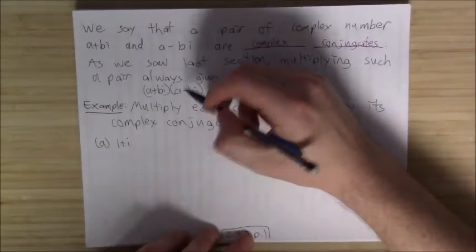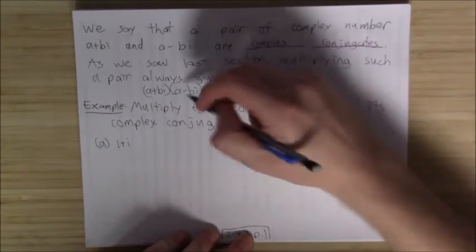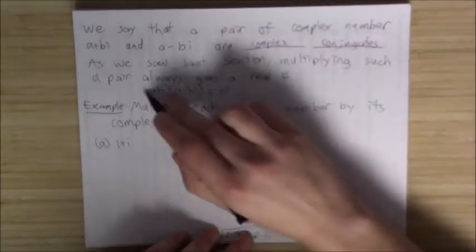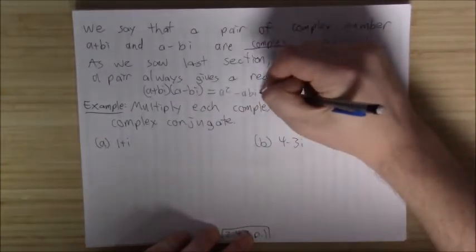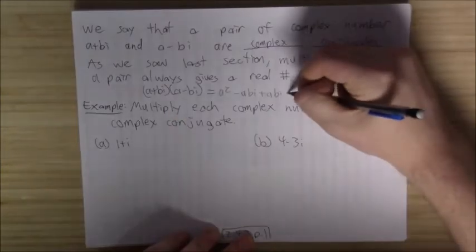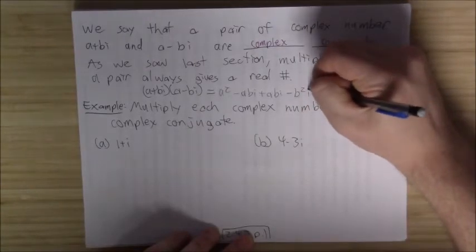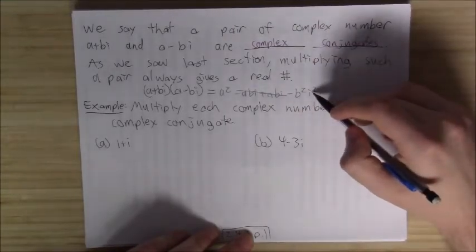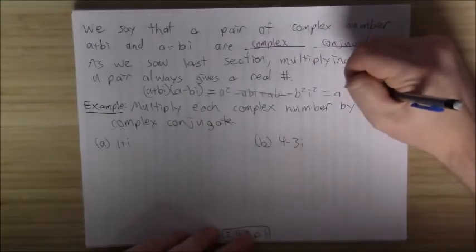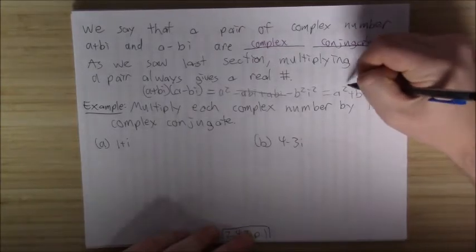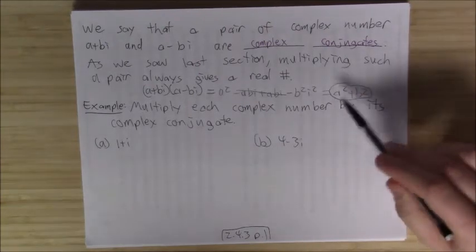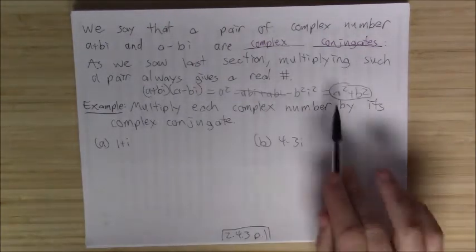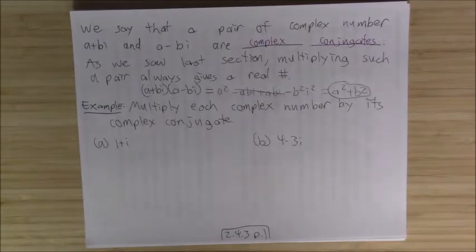Namely, a plus bi times a minus bi would give us first, outer, inner, last. But here, the middle terms cancel, and the i squared becomes a -1, so that gives us a squared plus b squared. In other words, multiplying a complex number by its complex conjugate always will give you just the square of the real part plus the square of the imaginary part put together, okay?